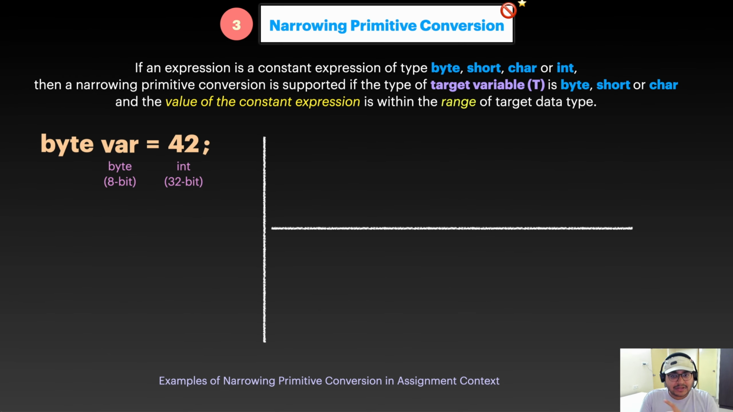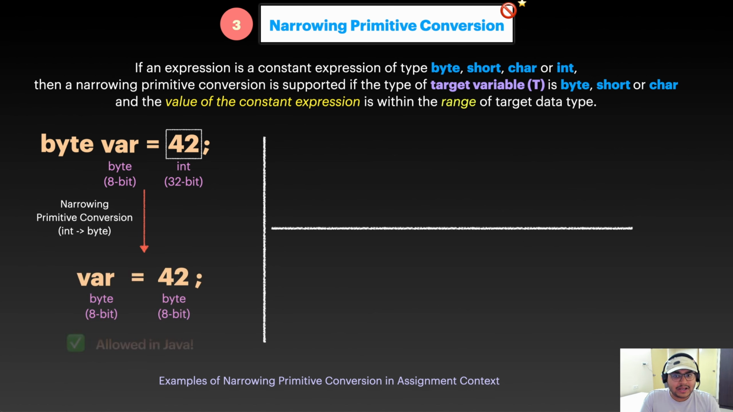In this case, we are trying to assign a literal of data type int to a variable var of byte data type. So it's a narrowing primitive conversion. Let's see whether it's allowed in Java or not. Java will allow the narrowing primitive conversion on 42 from int to byte data type because 42 is a constant expression with source type as int and target data type is byte. And 42 is also within the range of byte data type. So it fulfills all the conditions that we talked about.